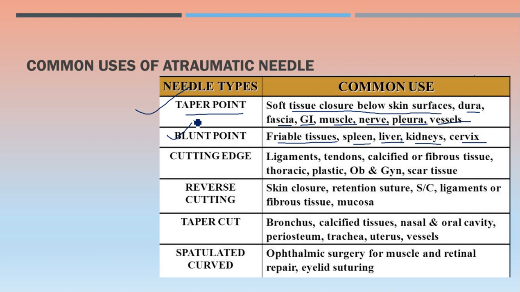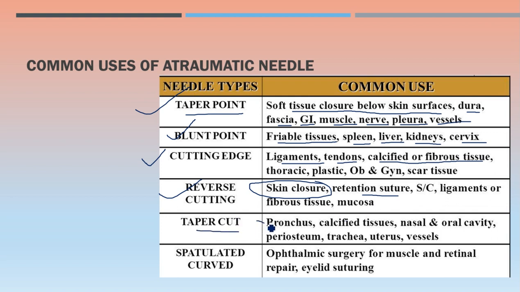The blunt point atraumatic needle is used, right? Then cutting edge for ligaments, the tendons, the calcified or fibrous tissue, thoracic, plastic, and scar tissue. Similarly, the reverse cutting means more cut, so it is used for skin closure. Sometimes we can use it for the tension suture, the ligaments, the fibrous tissue, or sometimes mucosa also.